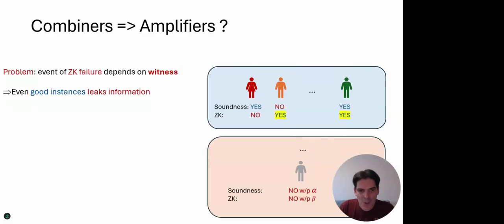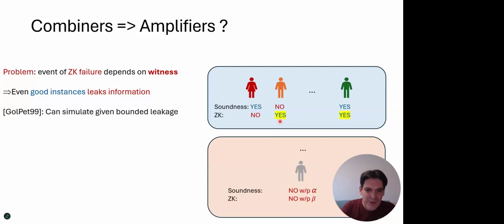The problem is that the event of zero knowledge failure depends on the witness. This means that even good instances, for which we had success, still leak information. The fact that the event happened here, or did not happen if this is the bad event, already leaks information about the witness. Now it turns out that this leakage can be formalized, and indeed the work of Goldreich and Petrank showed that in such a situation you can simulate the interaction with good distinguishing advantage, assuming that the simulation itself is given some bounded leakage on the witness.